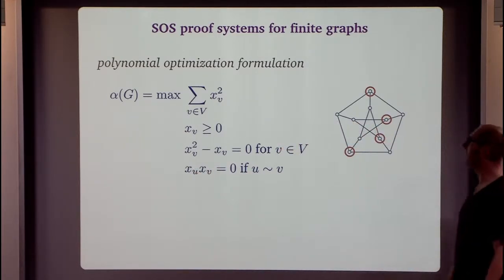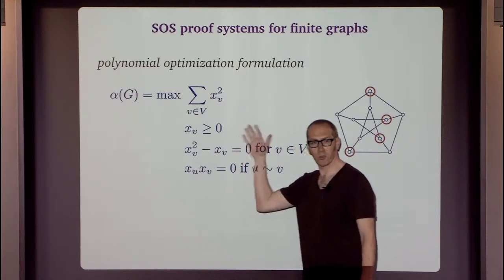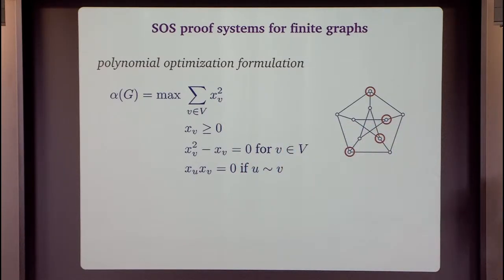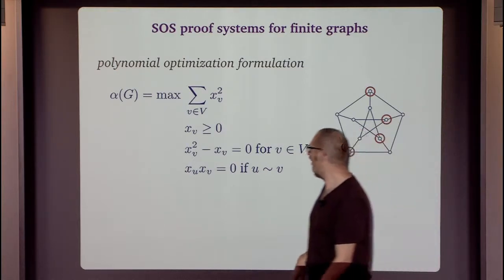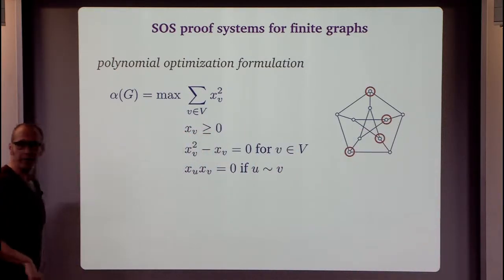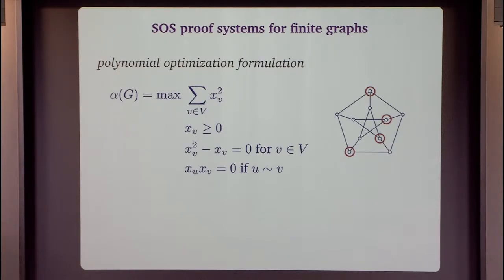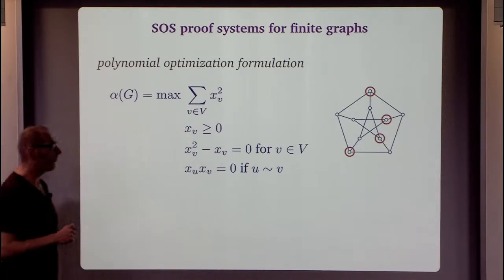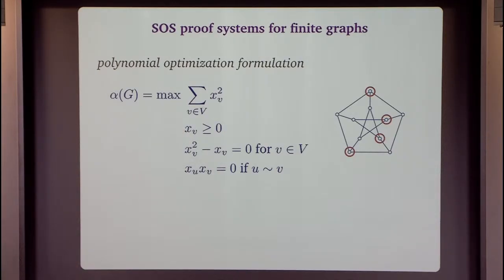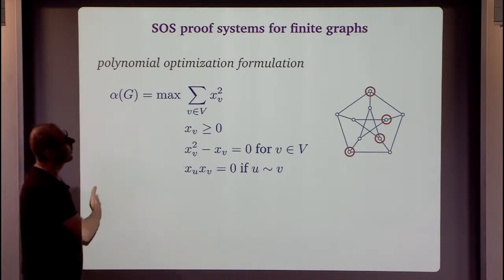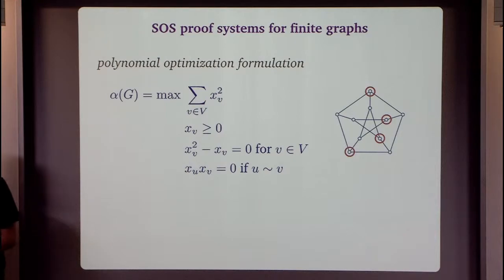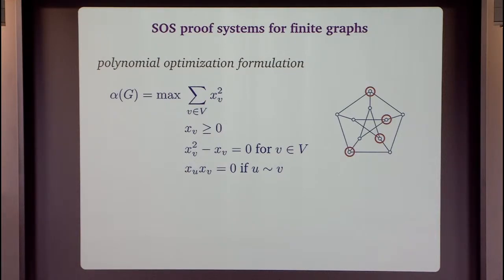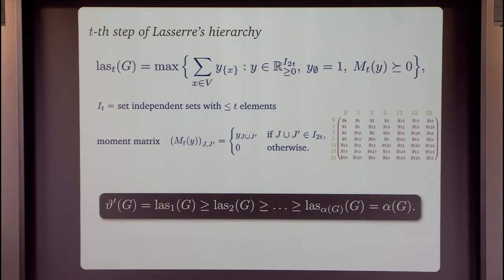And then you want to maximize the sum of x_v squared, so you want to have an independent set as large as possible. So that's a polynomial optimization problem. You might think that this is a redundant inequality. That's true, but this is good for us later for generalizing this problem from finite graphs to infinite graphs. What do we do now? You can set up the SOS hierarchies to approximate this polynomial optimization problem. And when you do that, you get to the t-th step of Lasserre's hierarchy, that is, the level t in the hierarchy.